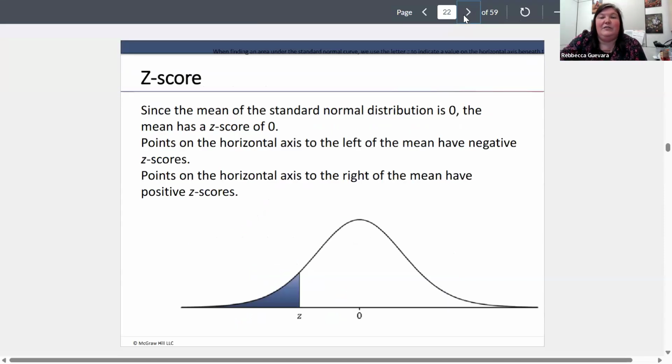Since the mean of the standard normal distribution is 0 and the mean has a Z score of 0, I can't get my tool here.